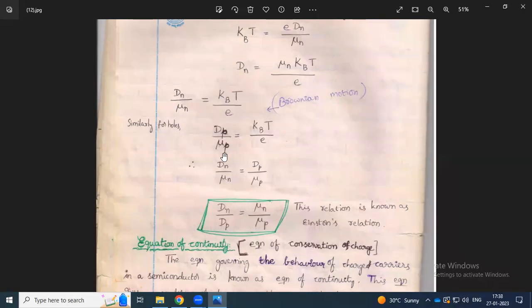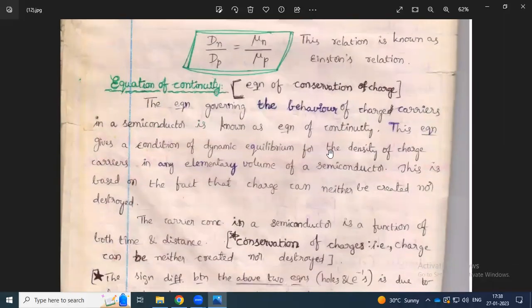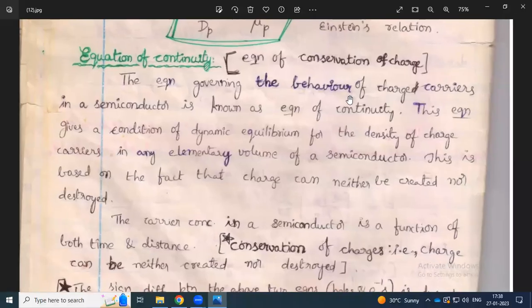Similarly, for holes, Dp by mu p is equal to kBT by e. So, if you equate the right hand sides, they are equal, then the left hand sides are also equal. Dn by mu n is equal to Dp by mu p. This relation is known as Einstein's relation. Equation of continuity, we'll see this as another topic.